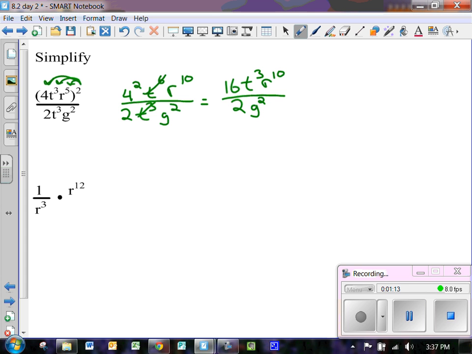One last piece I would do is divide the 16 and 2 out. 16 divided by 2 is 8. So your final answer would be 8 t to the third r to the 10th all over g to the second.